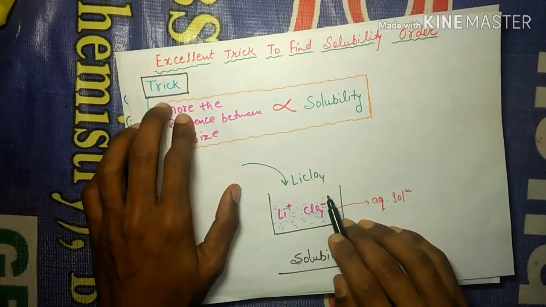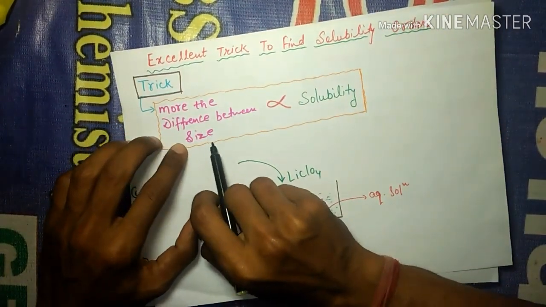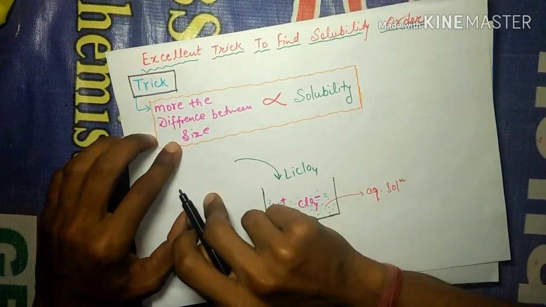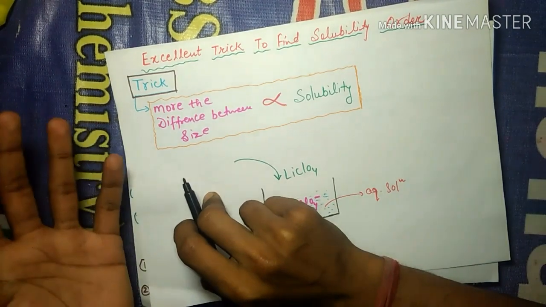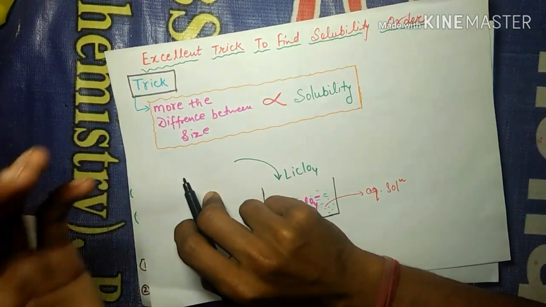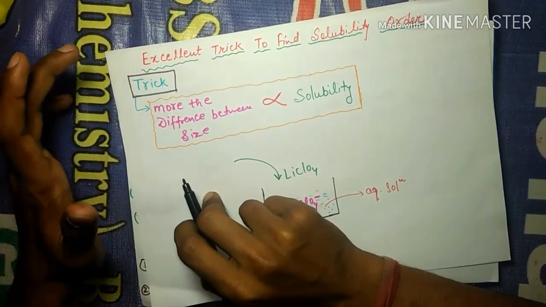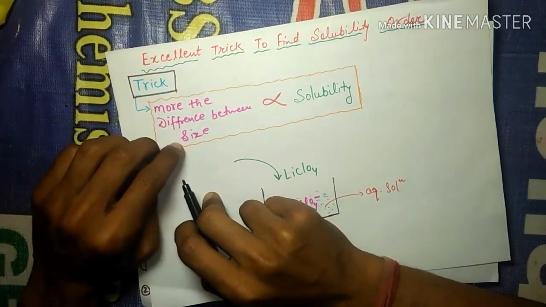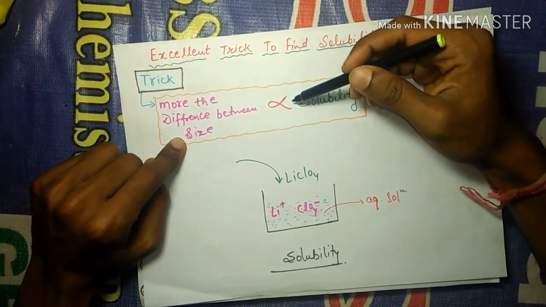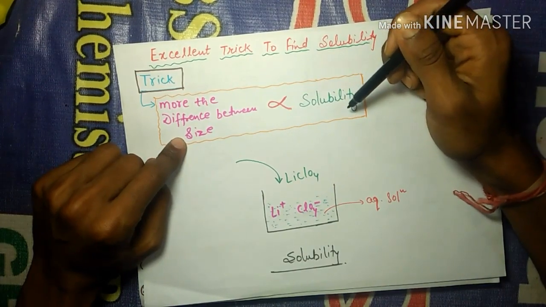Now we see the trick. The trick is: the greater the difference between their sizes, the greater the solubility, directly proportional. जितना ज़्यादा डिफरेंस होगा साइज के बीच में उतना ही ज़्यादा उसका solubility होगा. This is the trick, the actual trick. The more the difference between the sizes, directly proportional to solubility.